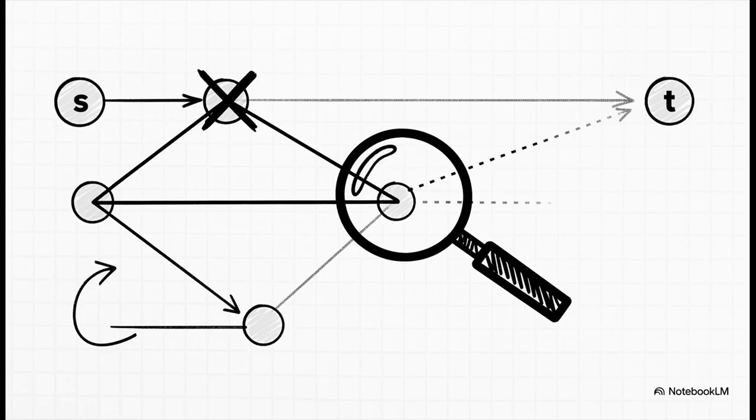When our algorithm finally stops, when it can't find a single augmenting path left in that residual graph, we know with mathematical certainty two things. One, we found the maximum possible flow. And two, that flow's value is equal to the capacity of the network's true bottleneck, the min cut.